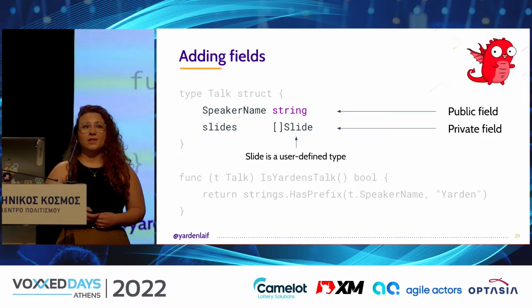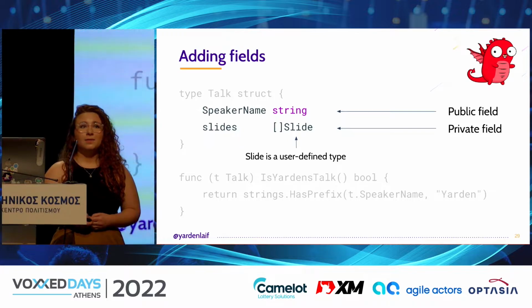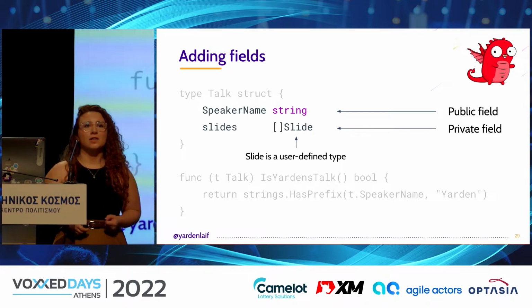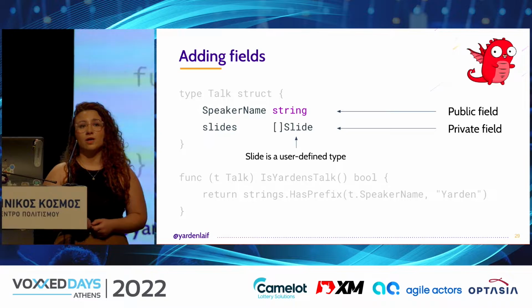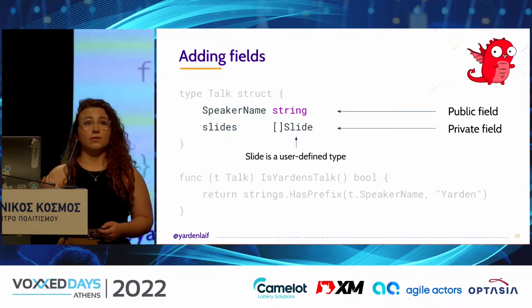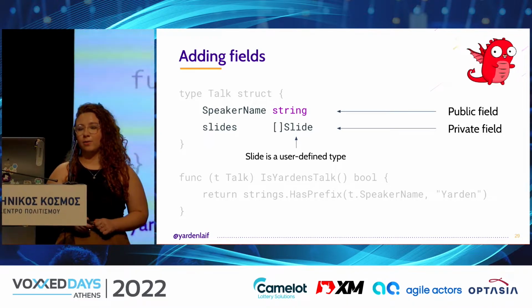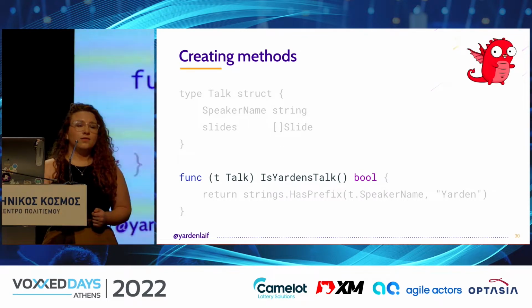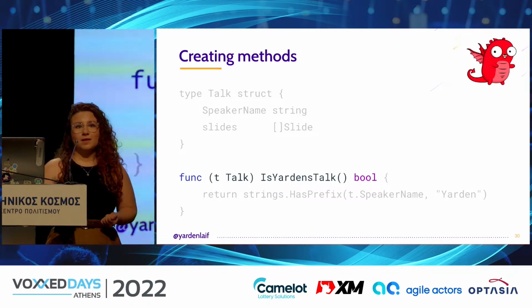Another thing we can see here is the slide type. The slide type isn't a type that comes with Go. It's a user-defined type that somewhere else I just defined, type slide struct, just like I'm doing with talk here. And it's an array. That's why we have those square brackets. Great. Now another thing we can define on structs is methods.